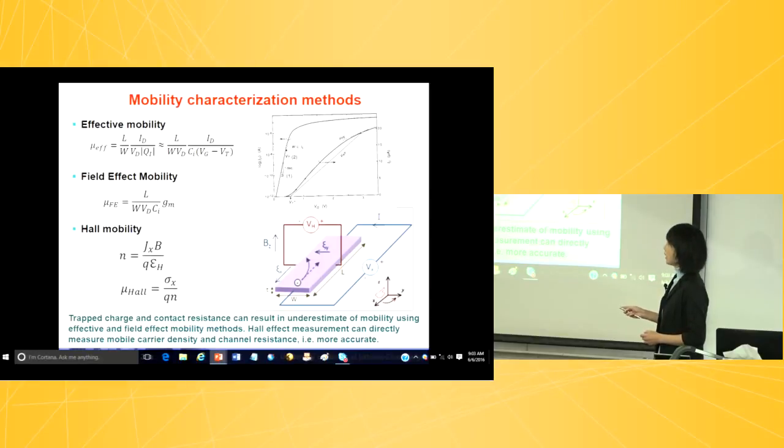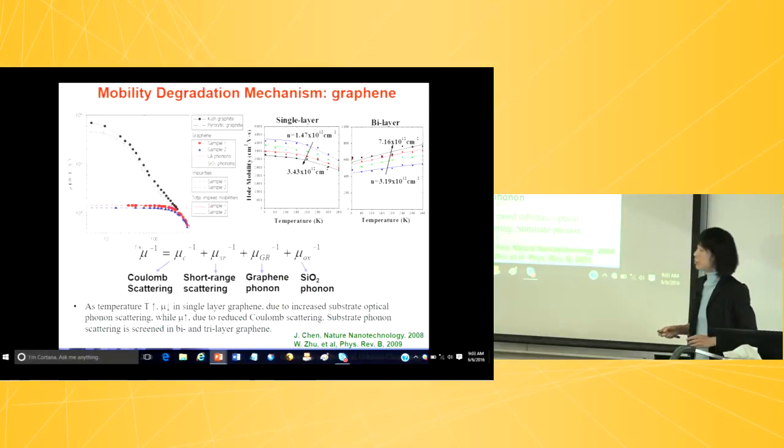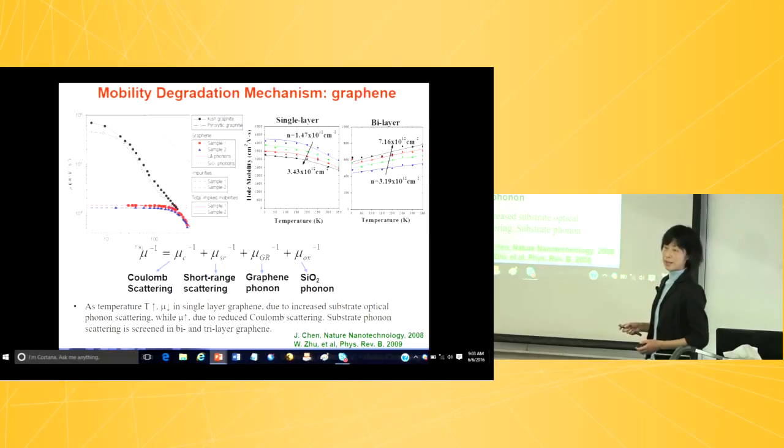The carrier density extracted here only includes the mobile carriers. The trap charge will not follow this magnetic field, so it will not contribute to the Hall voltage. So we can get an accurate measurement of the carrier density and an accurate extraction of the mobilities. The mobility will be calculated from the conductance along the channel, called magnetoresistance or magnetoconductance, divided by the carrier density. After measuring the mobility, we can analyze what is the source causing the mobility degradation.